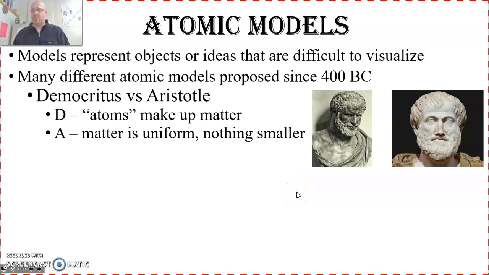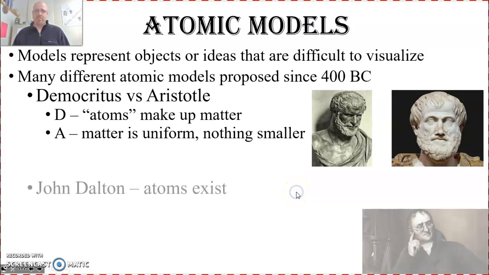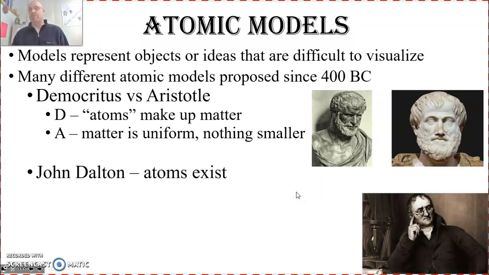And combinations of those make up everything. And because, again, he had more followers, Democritus was kind of dismissed, and of course later on, as we have gone through time, we've realized that Aristotle was wrong, and Democritus is right. John Dalton.